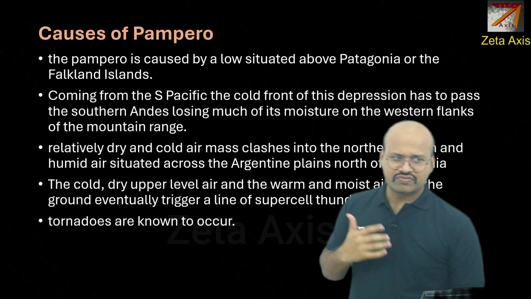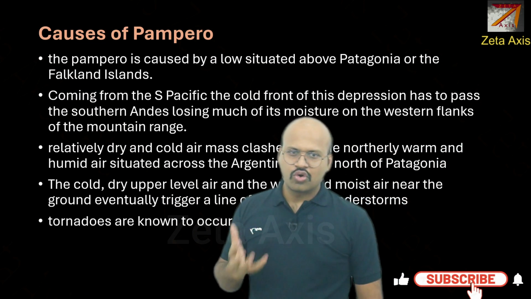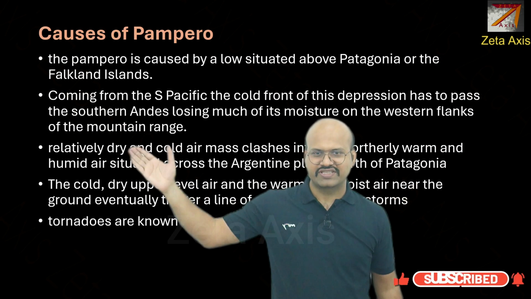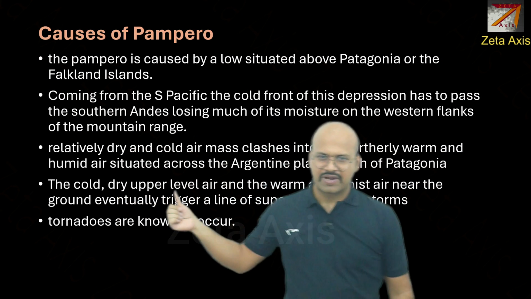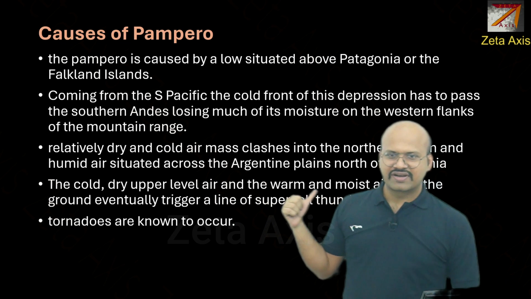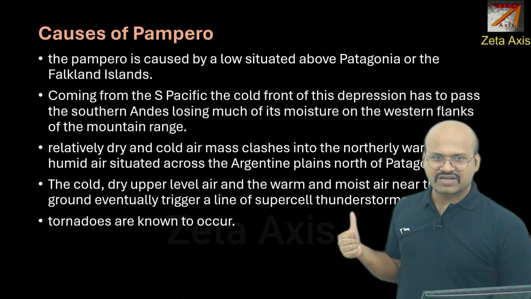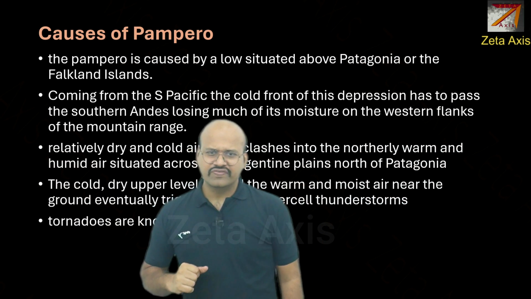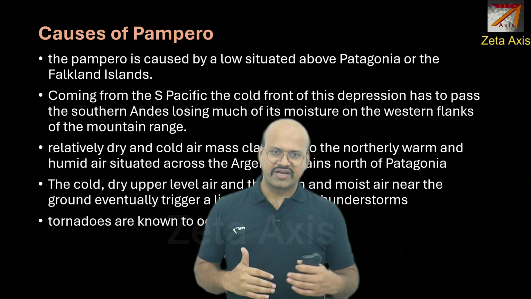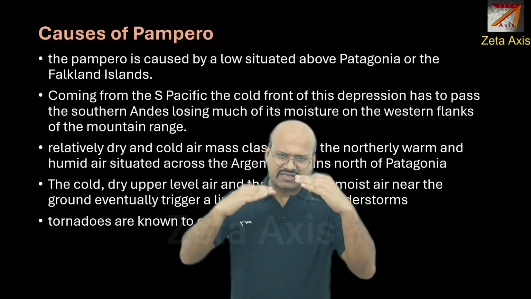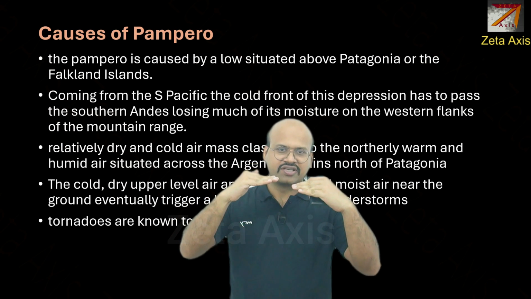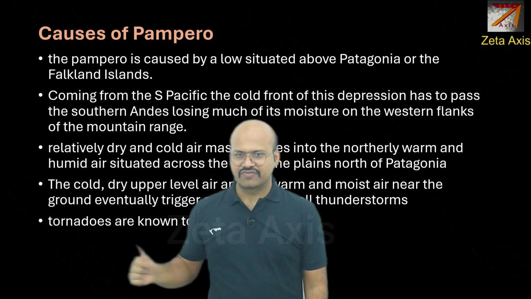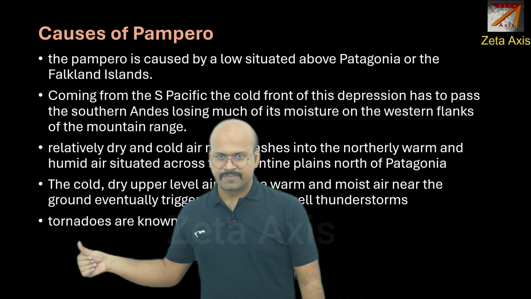Relatively dry and cold air mass clashes into northerly warm and humid air situated across the Argentina plains north of Patagonia. So we have seen that the cold air which comes from the polar region collides with the warm air which is coming from the tropics. This is what is explained over here. The cold, dry upper level air and the warm and moist ground level air eventually trigger a line of supercell thunderstorms, and tornadoes can also occur. Because this cold air and warm air are mixing at slightly different levels in the atmosphere, they create wind shear, and wind shear is the prime reason for creation of tornadoes.